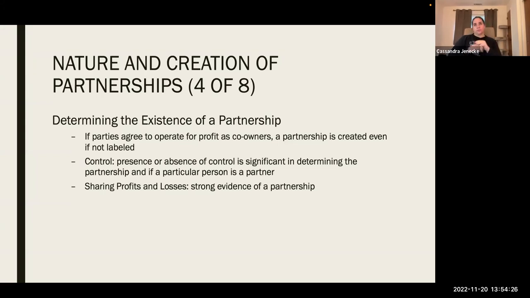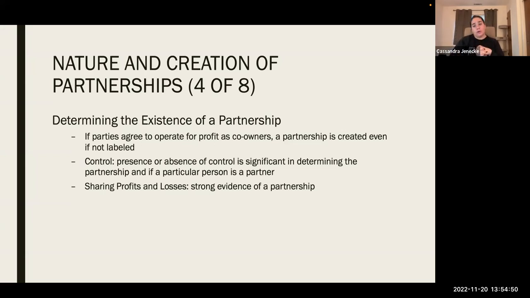So the question we then have to ask ourselves is, how do you determine if a partnership existed? As I said earlier, you can operate a partnership even if you didn't actually intend to, right? So it's kind of one of those situations where there is an implied partnership.